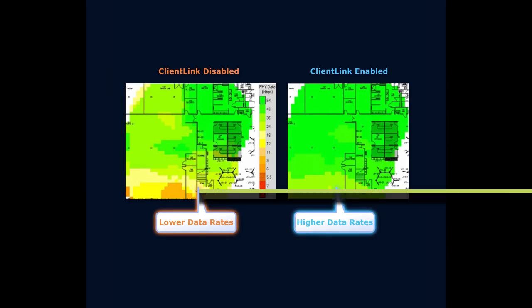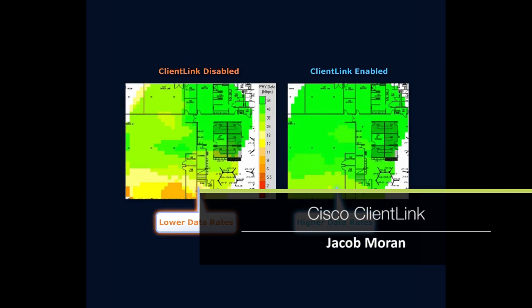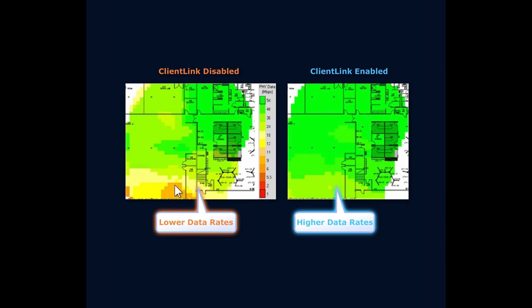What you're looking at, gang, is a before and after picture of the technology called Cisco ClientLink. Pretty straightforward. I got a client device out here. We've got an access point out here. Before ClientLink, see how they're in the yellow zone here. They're getting lower supported data rates. Maybe not able to use the more sophisticated methods of managing signal.